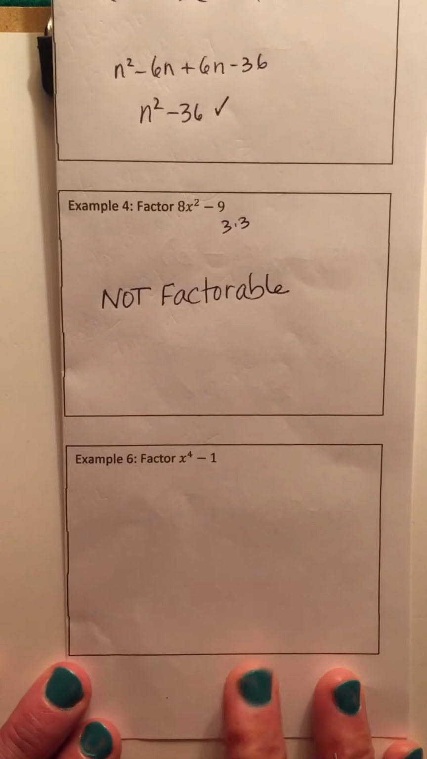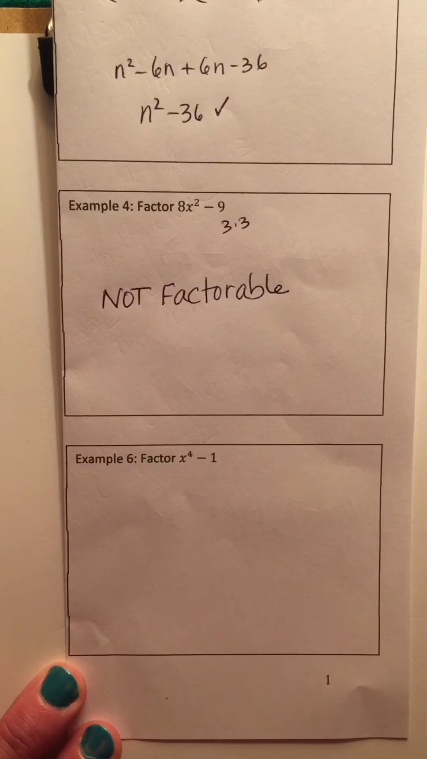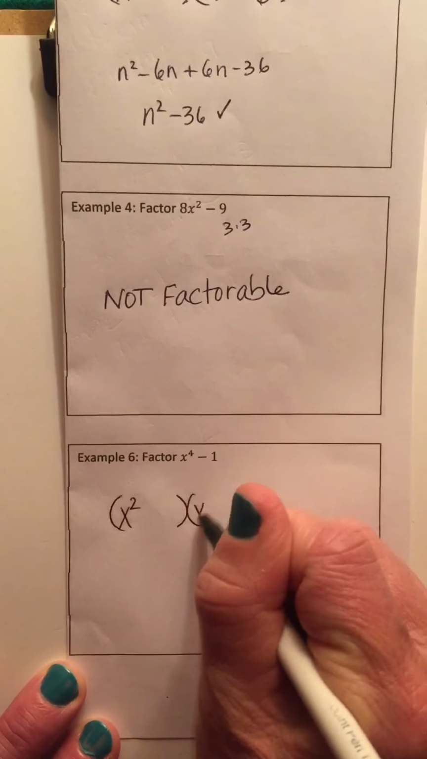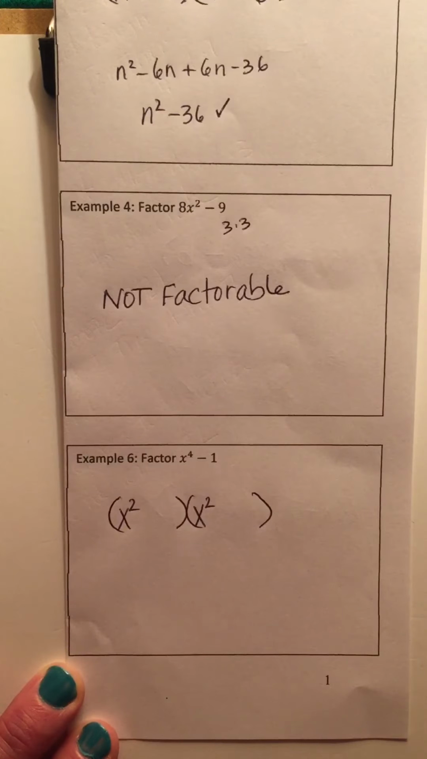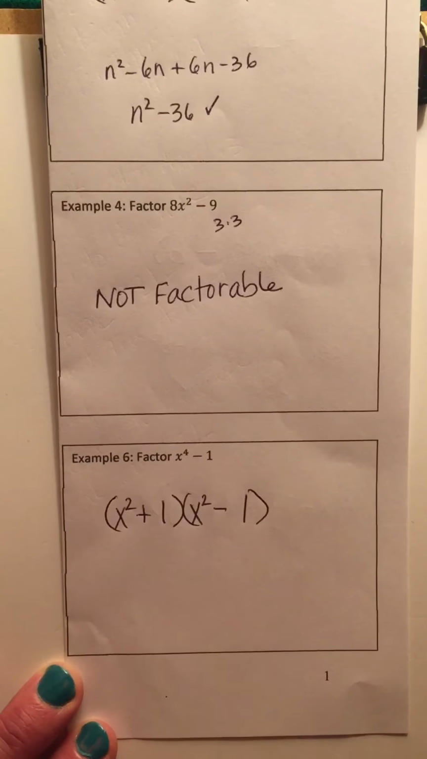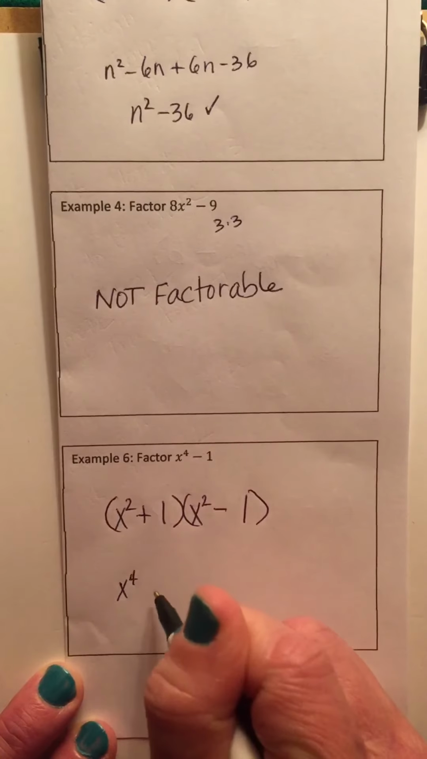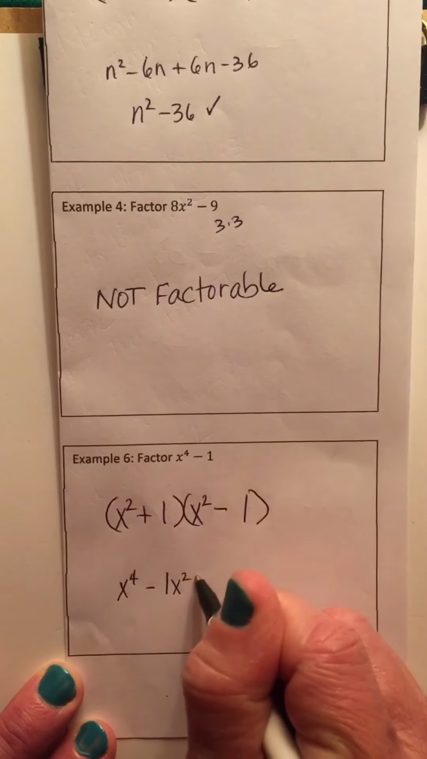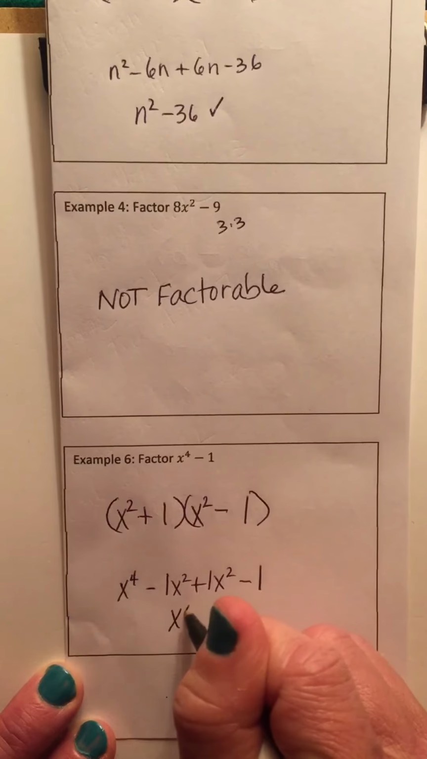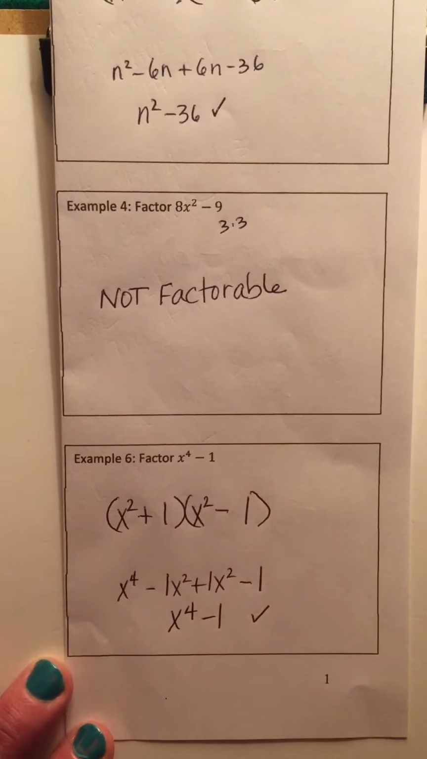Example 6, we're factoring x to the 4th minus 1. Multiplying to get x to the 4th, we are going to have x squared times x squared. Multiplying to 1, 1 times 1 multiplies to 1, an addition sign and a subtraction sign, x to the 4th minus 1x squared plus 1x squared minus 1. It's x to the 4th minus 1, and it checks.